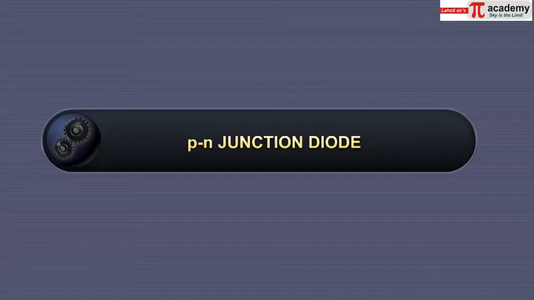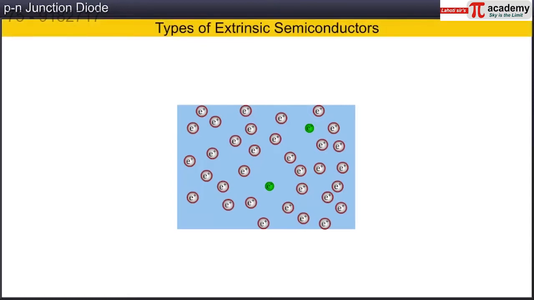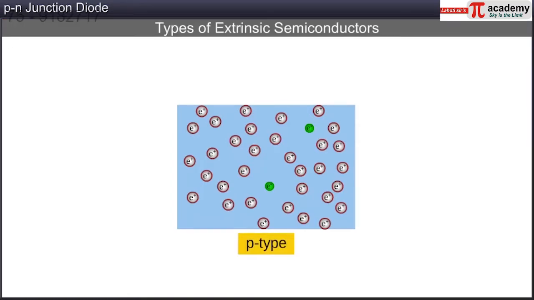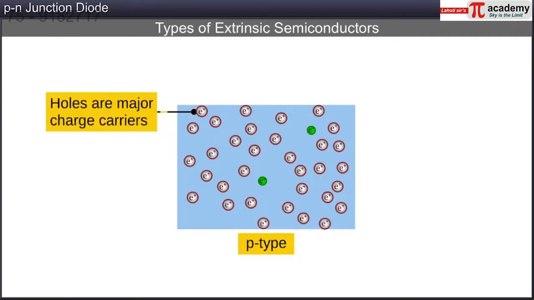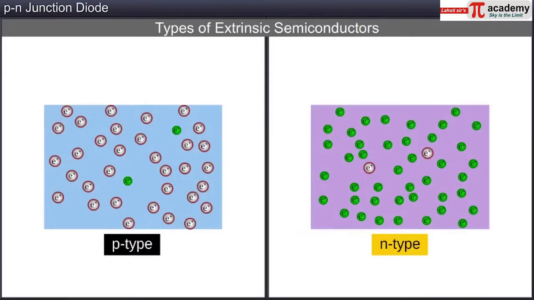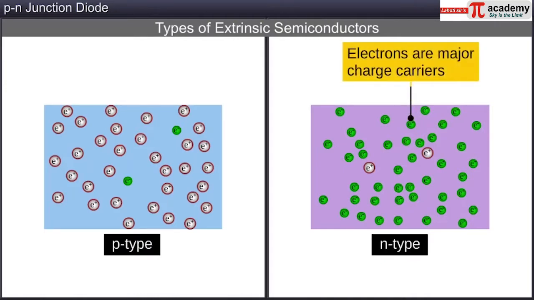In this module, you will learn about a PN junction diode. Let us recollect that extrinsic semiconductors are of two types. P-type semiconductors, in which the doping agents are the trivalent impurities, and in which the majority charge carriers are holes. And N-type semiconductors, in which the doping agents are the pentavalent impurities, and in which the majority charge carriers are electrons.